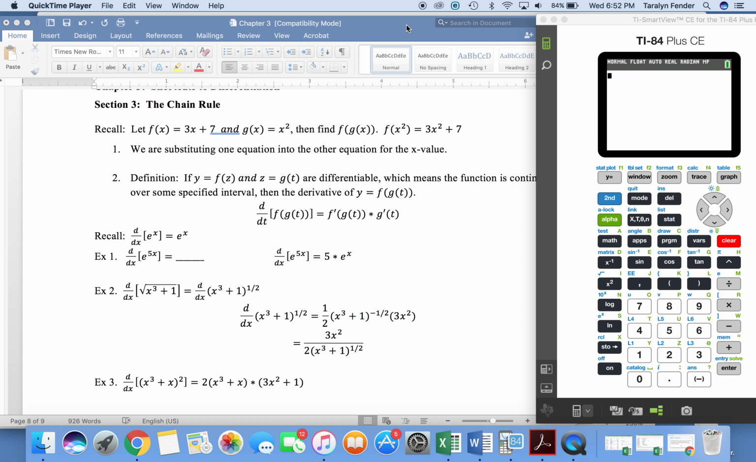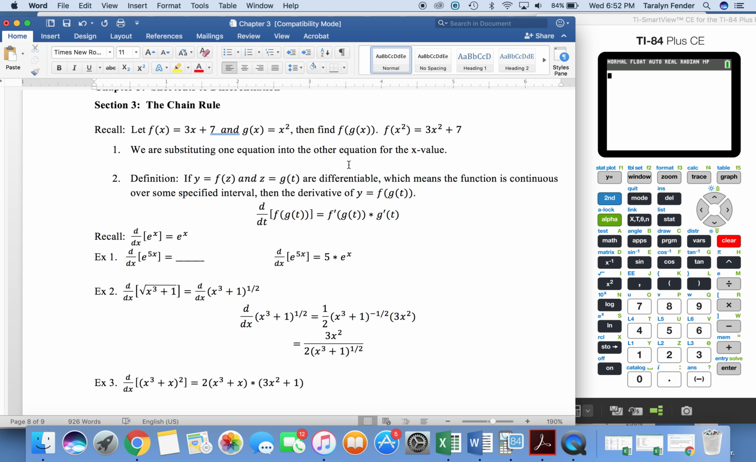The definition: if y is equal to f of z and z is equal to g of t, and both are differentiable, this means that the function is continuous over some specified period. Then y is equal to f of g of t. Now the derivative of that is equal to f prime of g of t times g prime of t. Okay, so here's what we're doing. We're plugging g of t in first, and then we are taking the derivative of it.